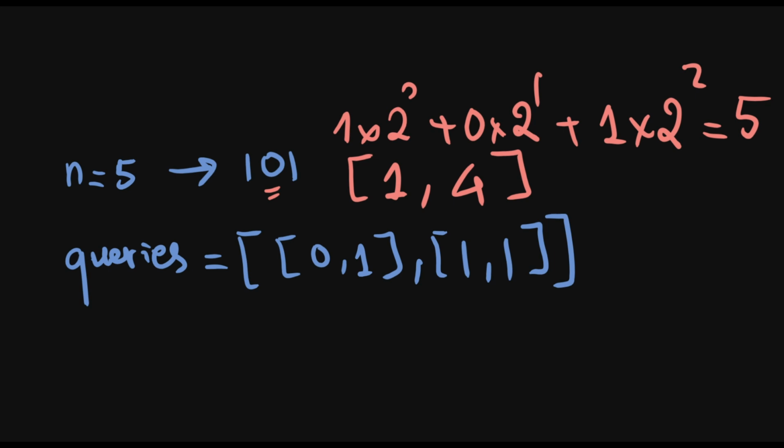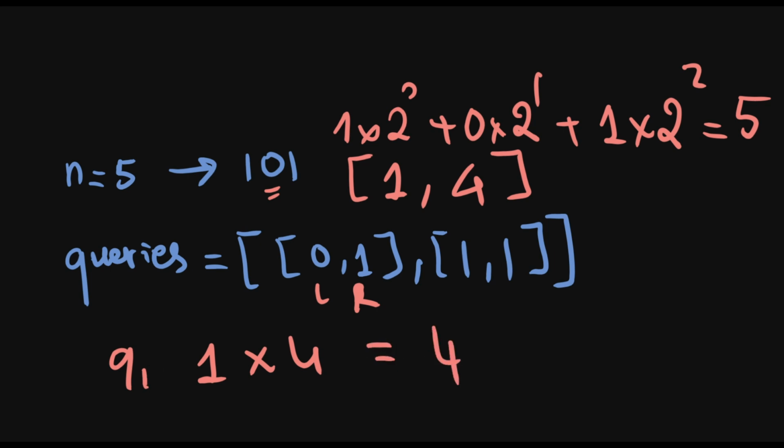Okay, so let's take the first query, which ranges from 0 until 1. Since we have 1 and 4 in our list, we want to compute the product from this left boundary all the way until the right. So we have two numbers. That means we will have 1 multiplied by 4. So the first query, which is Q1, will be equal to 4.